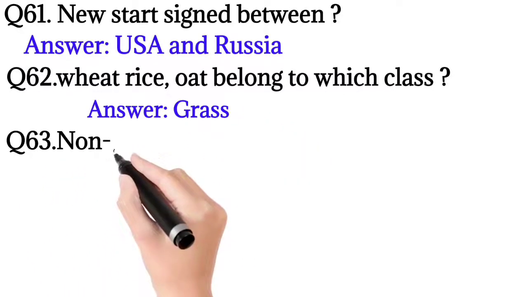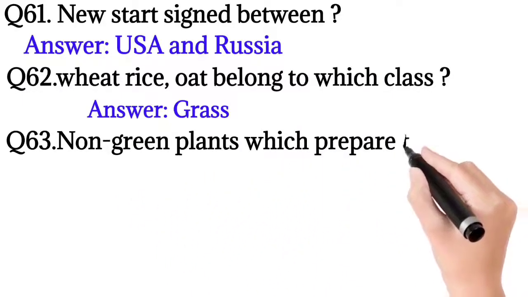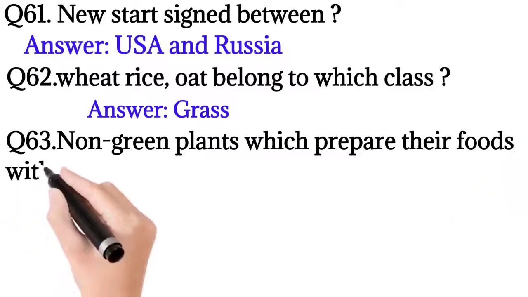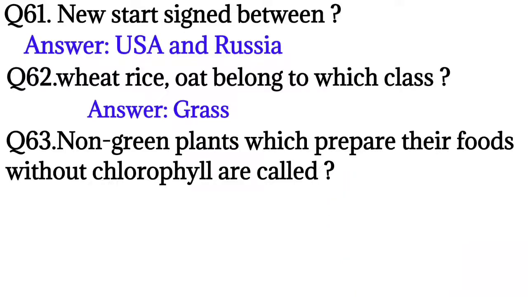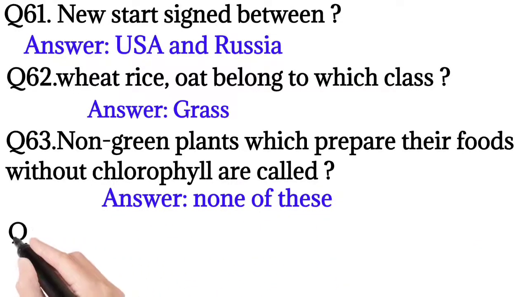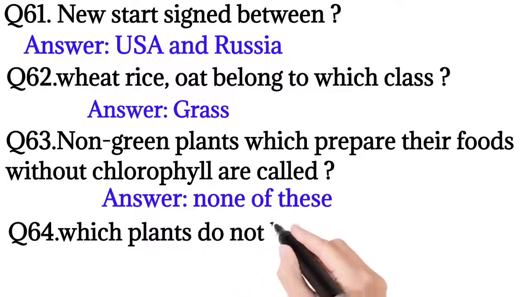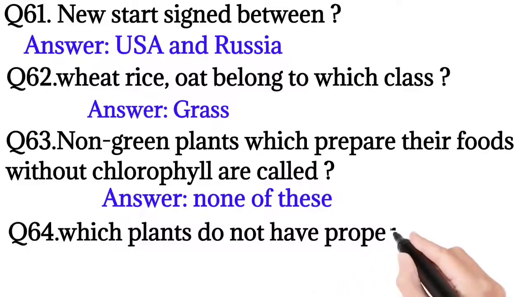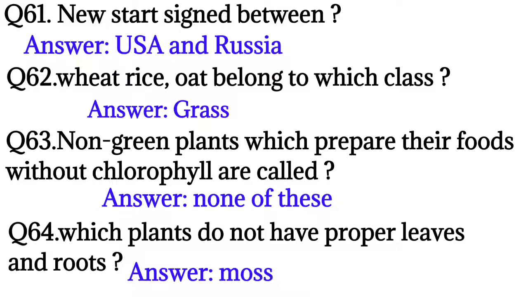Question number 63. Non-green plants which prepare their foods without chlorophyll are called? So the answer is none of these. Question number 64. Which plants do not have proper leaves and roots? So the answer is moss.